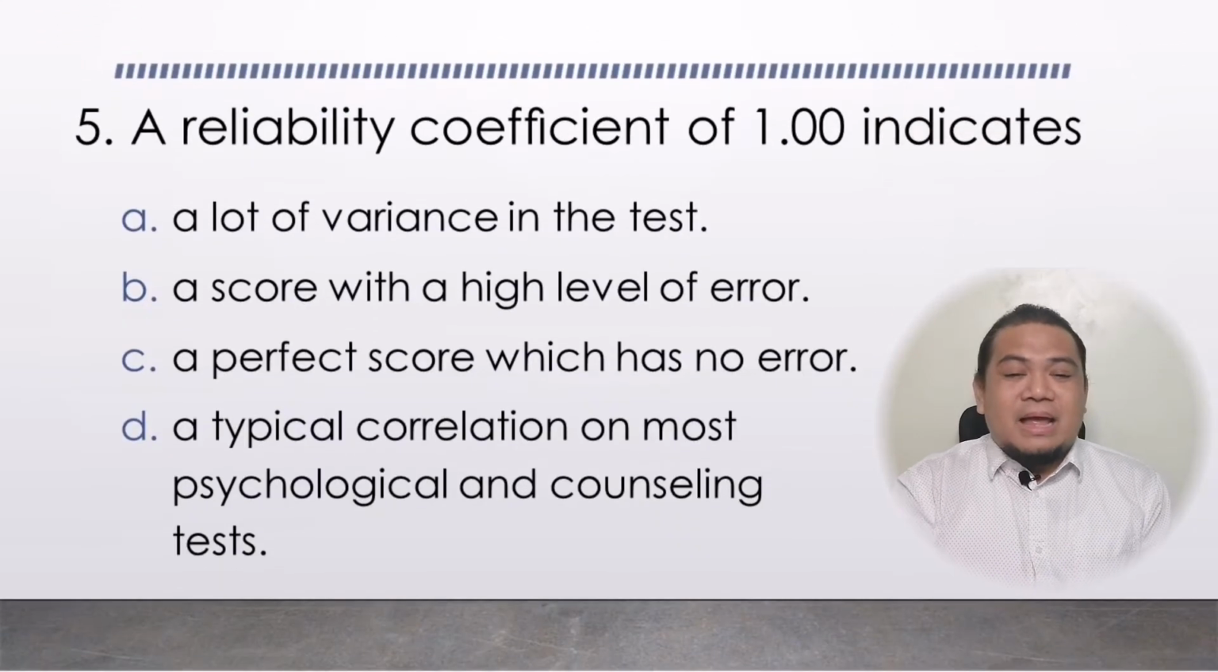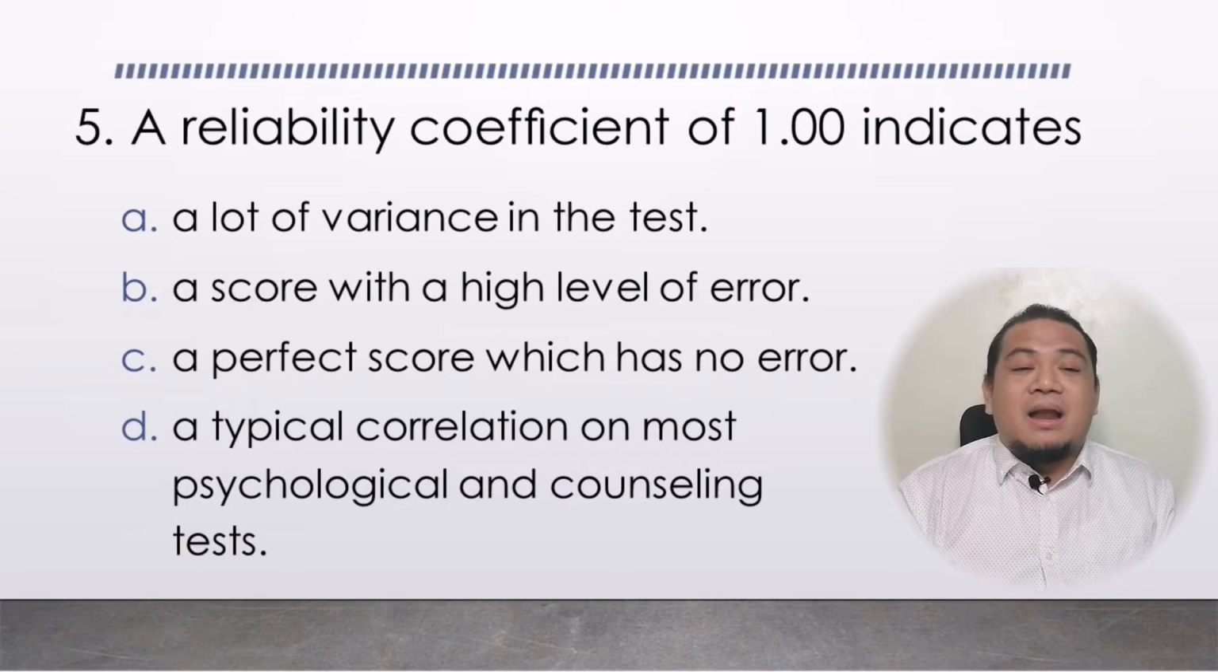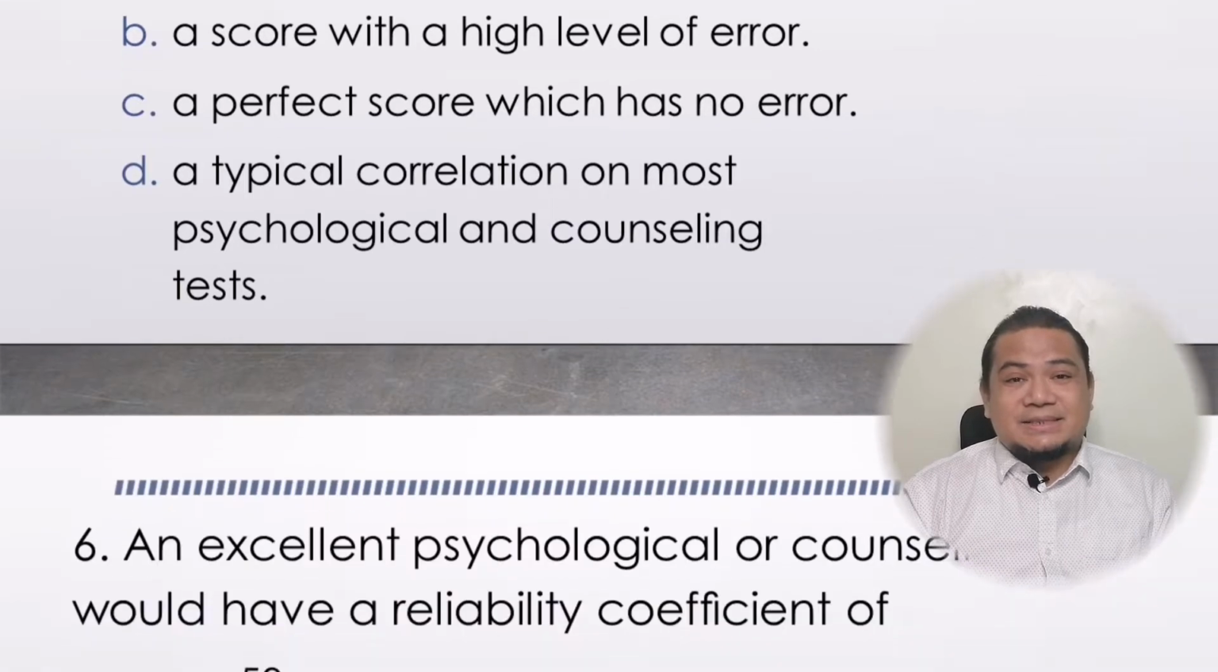Number 5. A reliability coefficient of 1.0 indicates A. A lot of variance in the test. B. A score with high level of error. C. A perfect score which has no error. Or D. A typical correlation on most psychological and counseling tests.